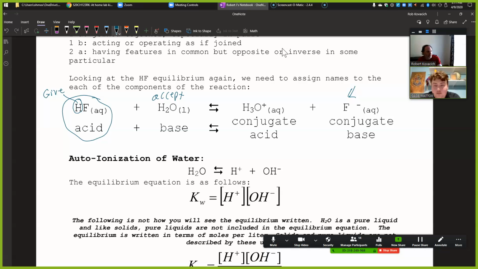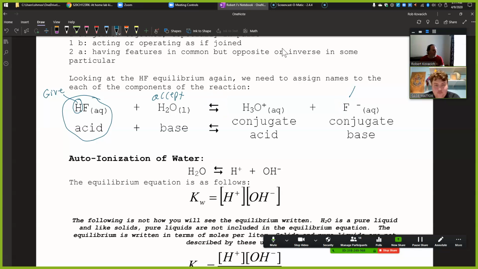Try and gain a bond with something. Bond to what? A proton, right? Yeah. This reaction goes both directions. If it goes both directions, that means this fluoride is going to need to grab an H so it can turn back into hydrofluoric acid on the other side.